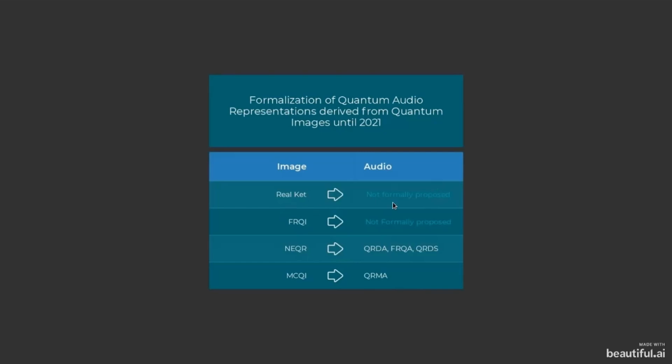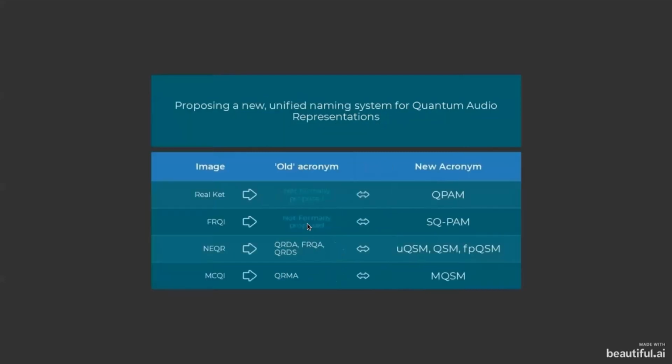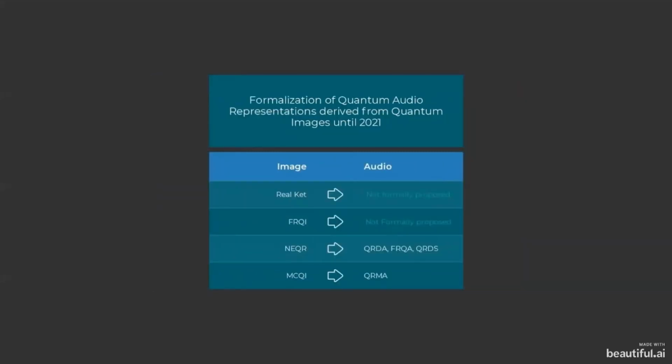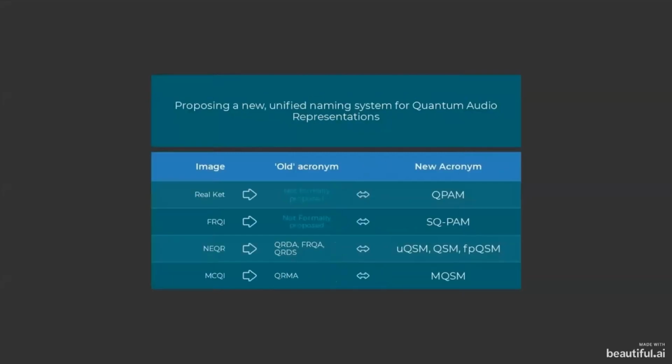So RealCat doesn't have a formal audio representation, neither does FRQI. You may also notice on this table that the FRQA is not derived from FRQI, which really bothers me, really confuses me. So one of the things that I'm trying to propose in this work is to actually rename these representations and have a more unified terminology for them. Okay, I'll explain that in more detail.